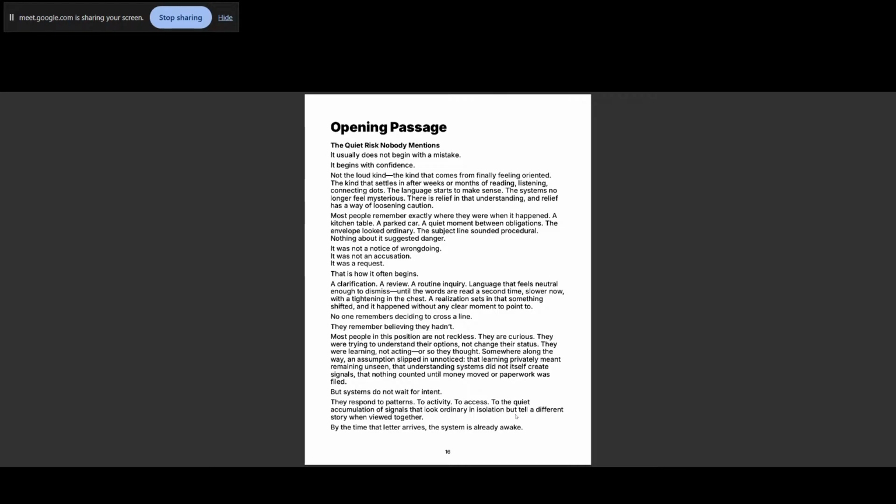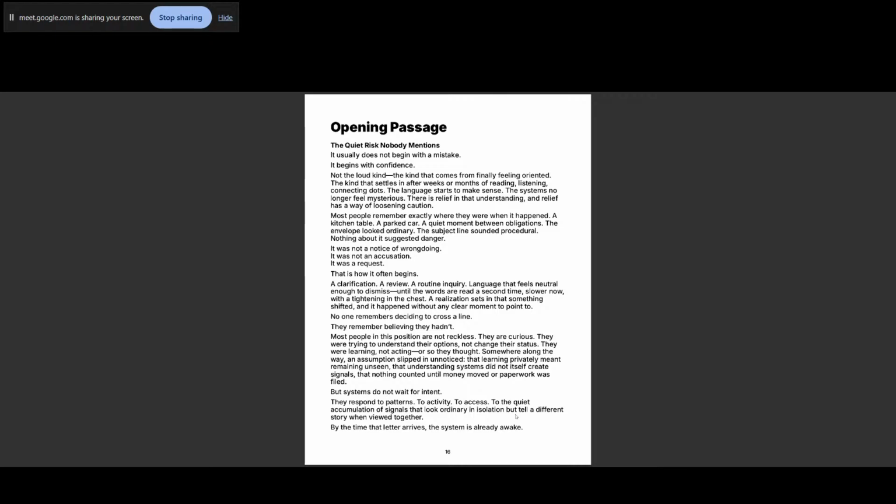Most people remember exactly where they were when it happened. The kitchen table, their car, the quiet moment between obligations. The envelope looked ordinary. The subject line sounded procedural. Nothing about it suggested danger. It was not a notice of wrongdoing. It was not an accusation. It was a request. That is how it often begins.